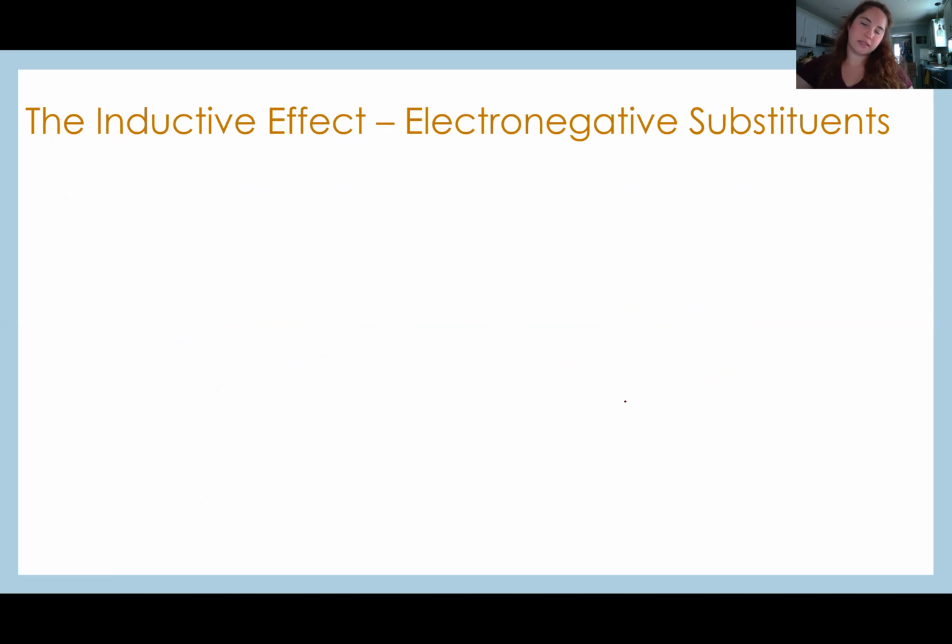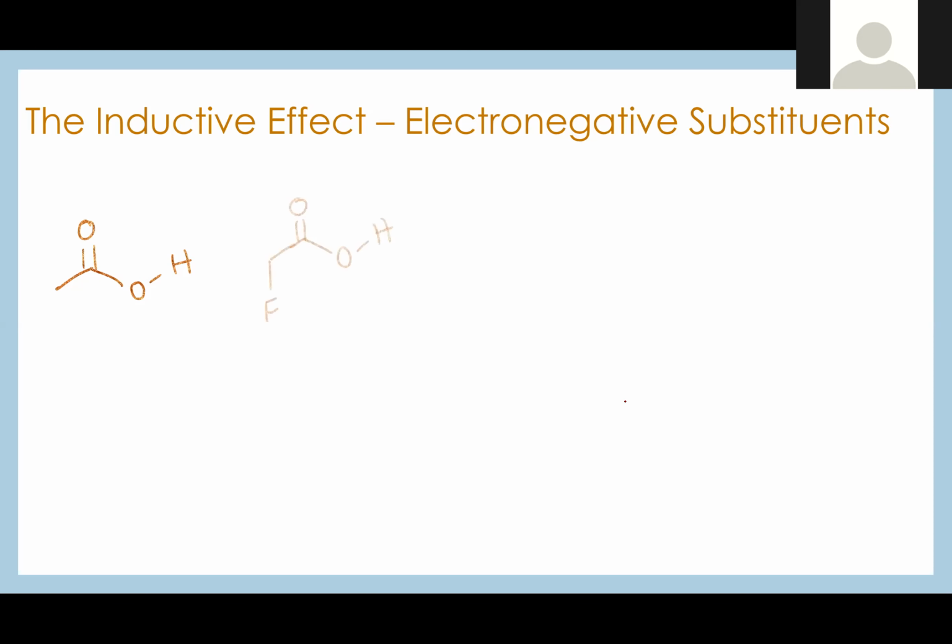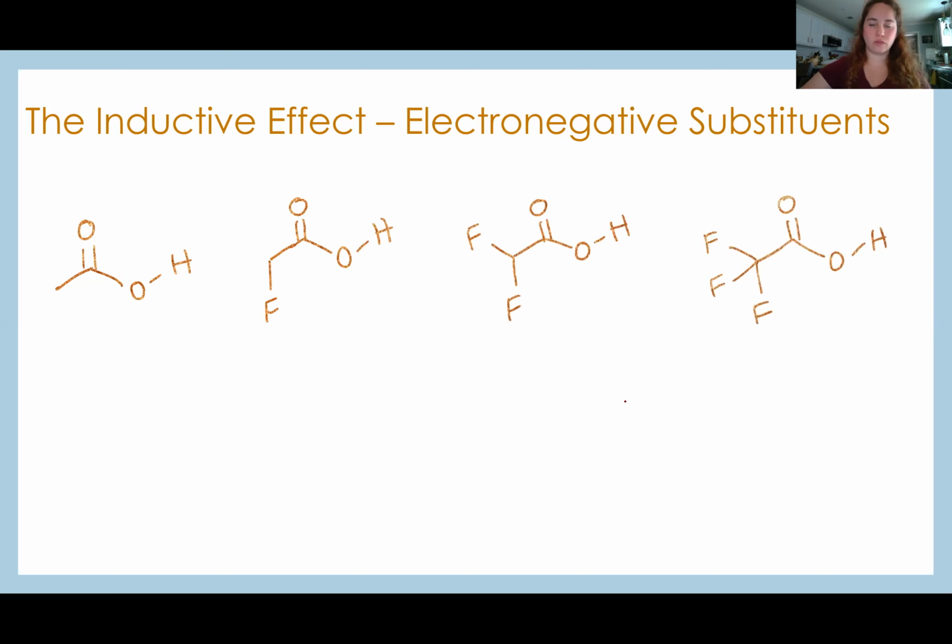So the next thing that you can have an inductive effect for is if you have electronegative substituents on a molecule. So we're going to look at acetic acid again. What is the pKa of acetic acid? We've seen it maybe like 5 or 6 times already today. Is it 4.7? Yep, 4.76. We're going to compare that to different versions of acetic acid. We're going to add on fluorine groups. So we're going to add on 1, 2, and then 3.